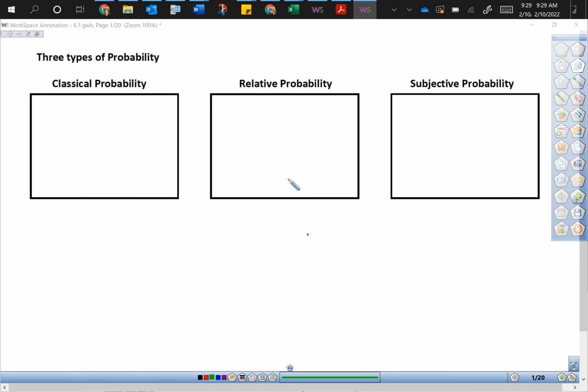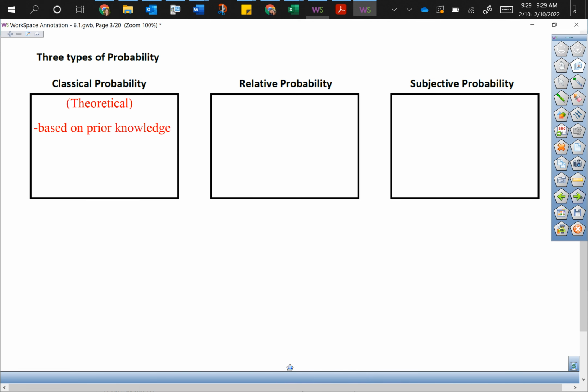Now, the first type of probability that we're going to talk about is called classical probability. Classical probability is also sometimes referred to as theoretical probability, and it's really based on prior knowledge. So classical probability, also known as theoretical probability, is based on prior knowledge.